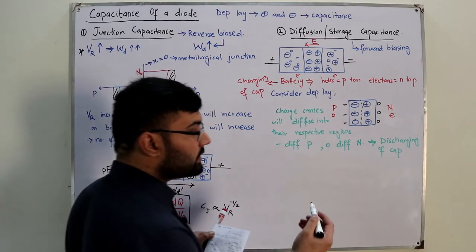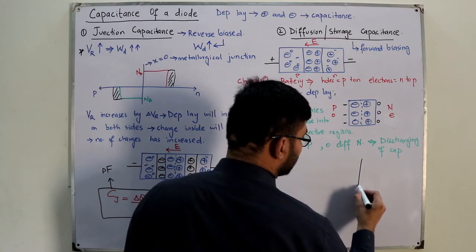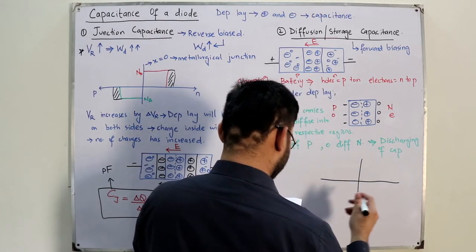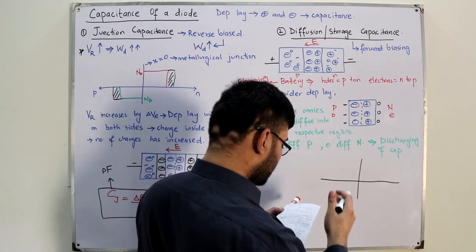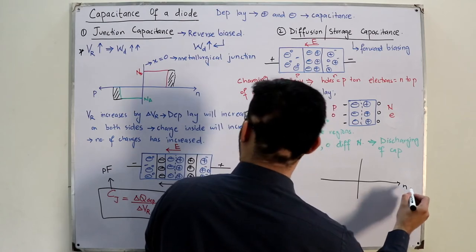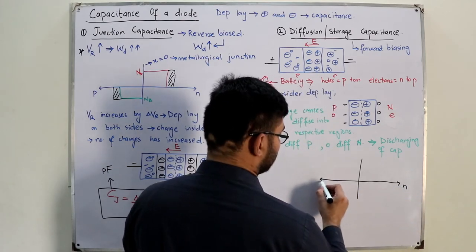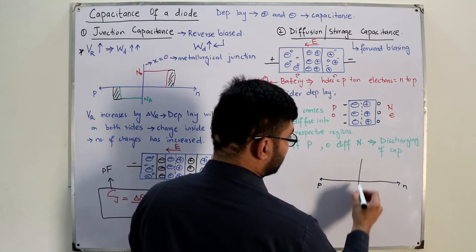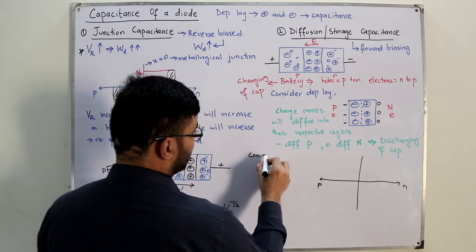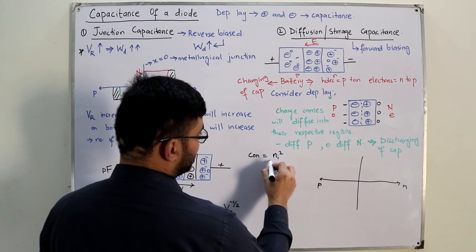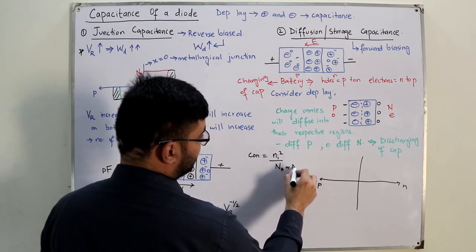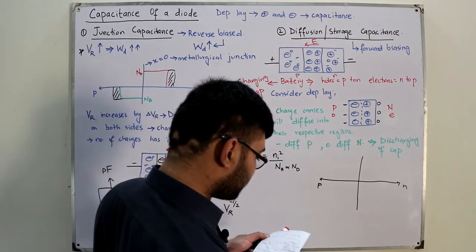So let's say we show it. If this is your concentration graph, and this side represents your N type, and this side represents your P type. So what happened? And the concentration is what? You know it very well. The concentration is Ni squared divided by Na or Nd, for whatever you are talking.